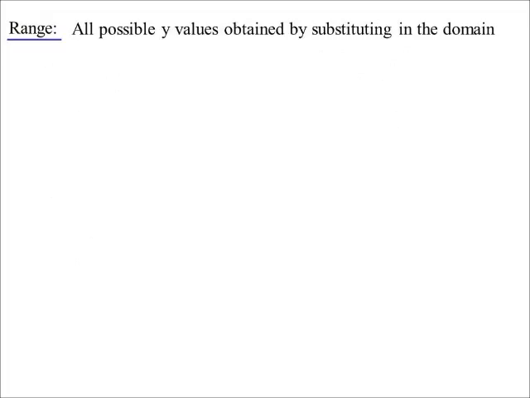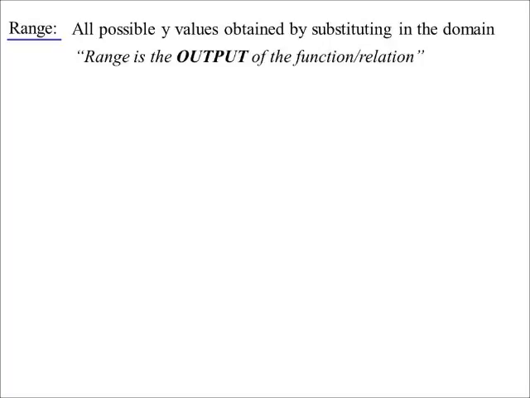Right, let's talk about range. Range then is the answers. Once we substitute in every possible point in a domain, what are all the answers that we can get? So it's like the output of our machine. What comes out of this thing?